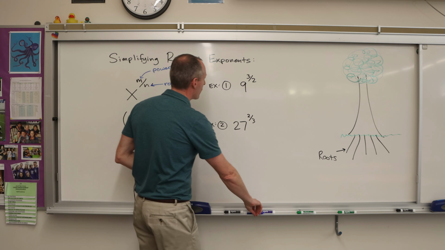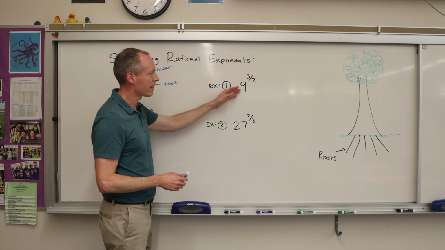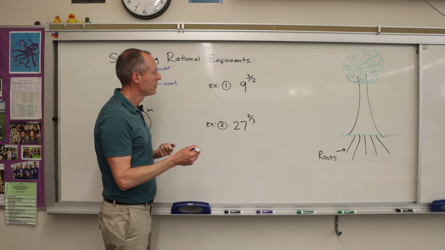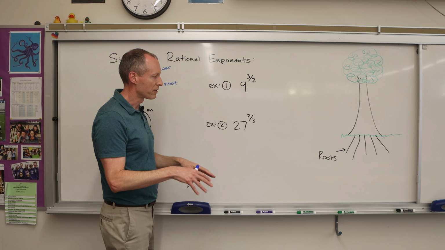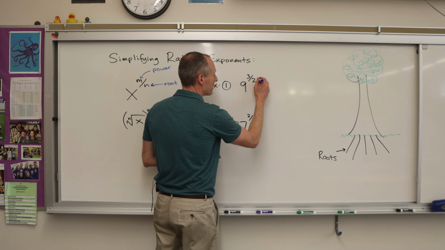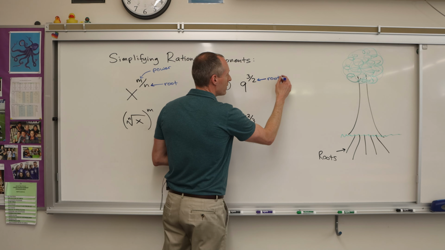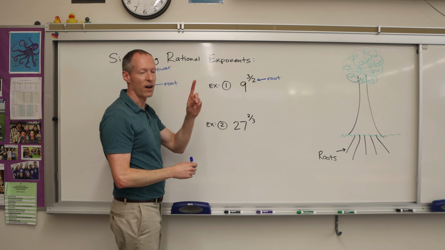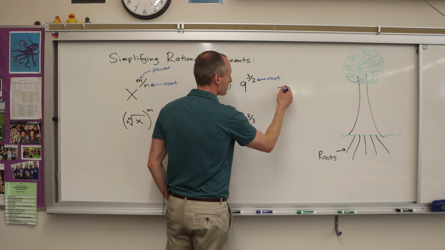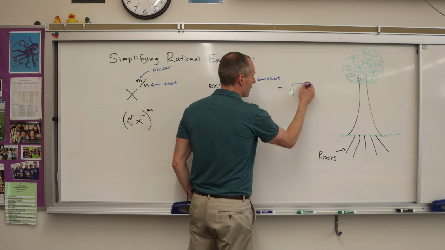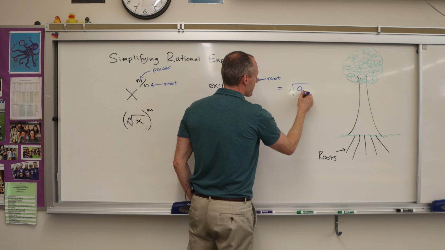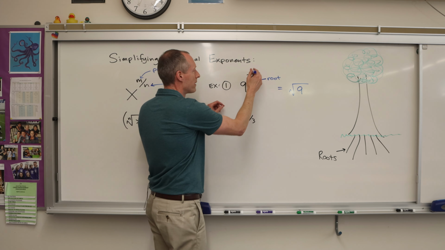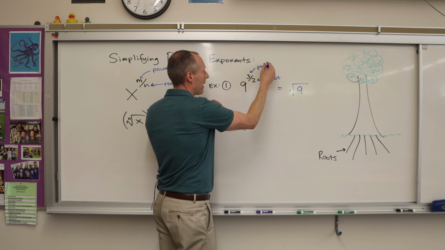So we approach a problem like example 1. You have 9 to the 3/2 power. So you immediately think, okay, it's a fraction. Which one's the root? Roots underground, looking like a tree with your roots underground. So the root is the 2, which means it's a square root. So we immediately go square root, which you don't usually write a 2 in the corner for that. And that 9 goes under the square root, and then the other number is the power.